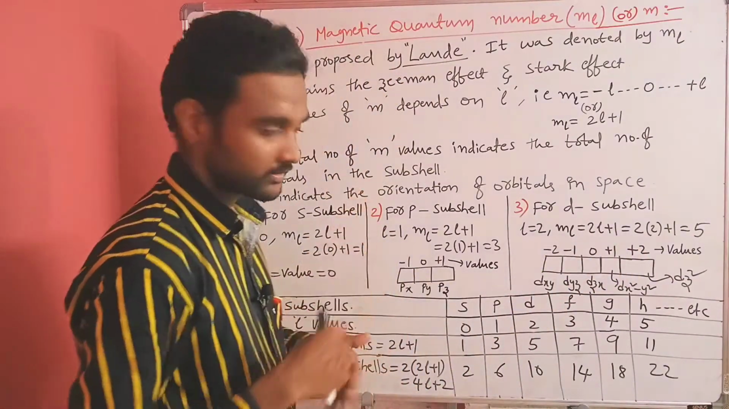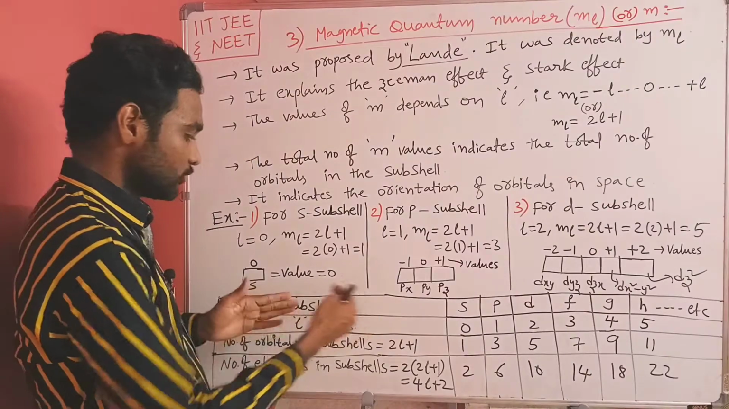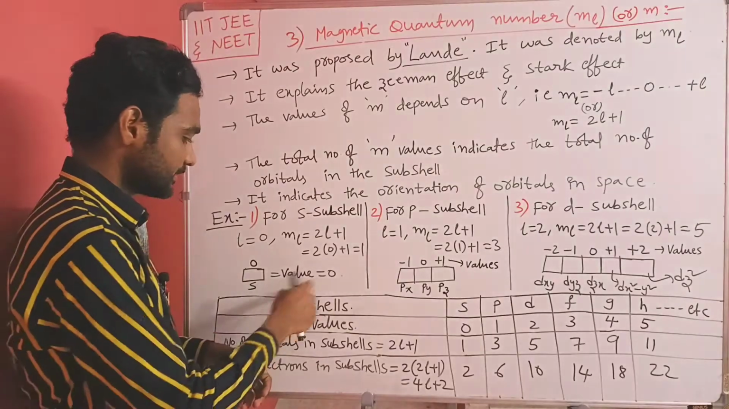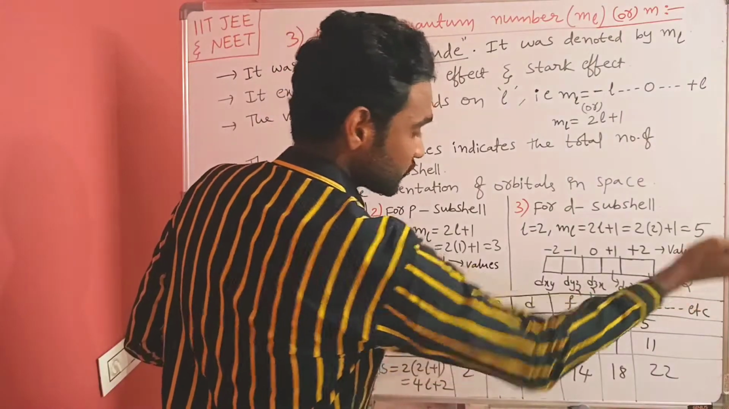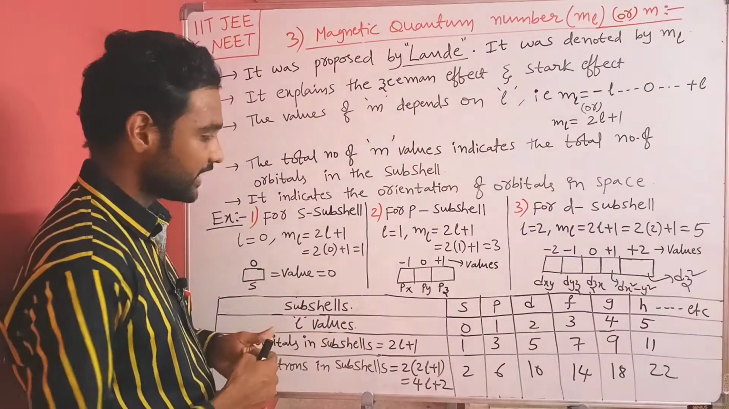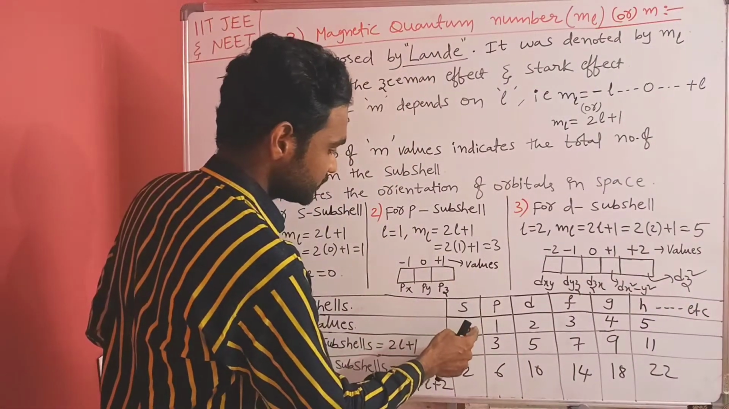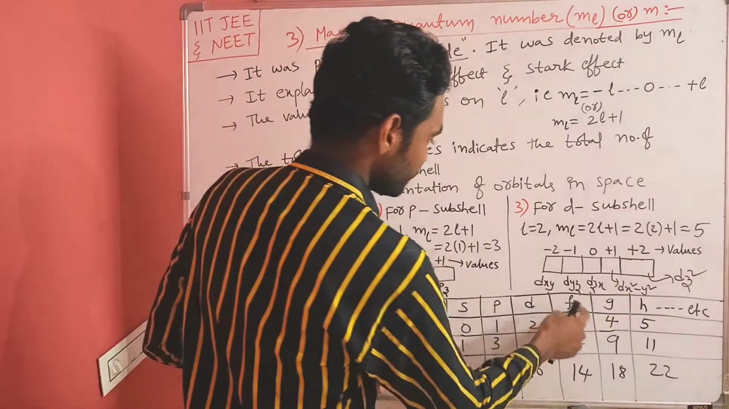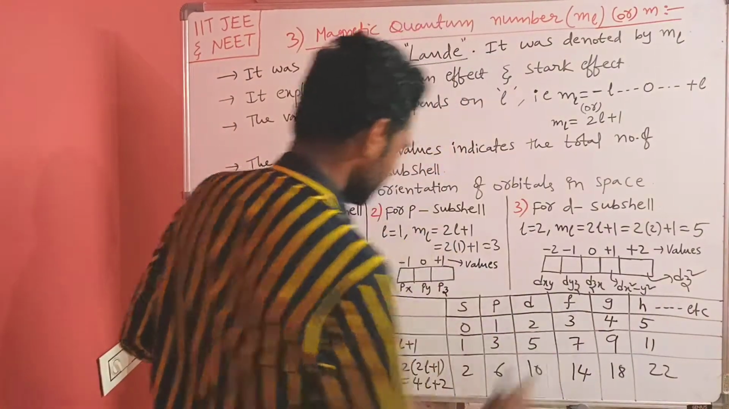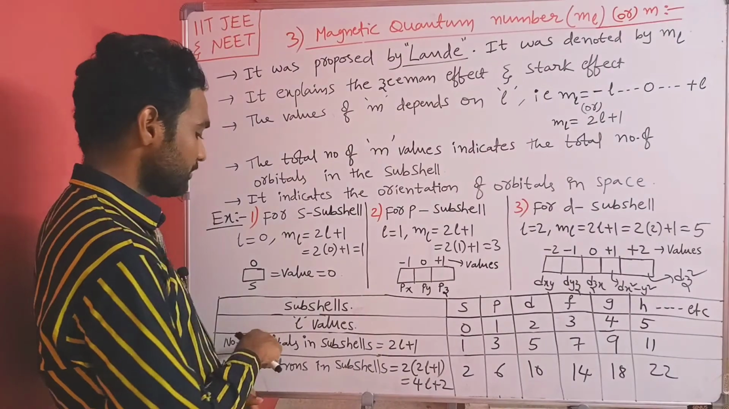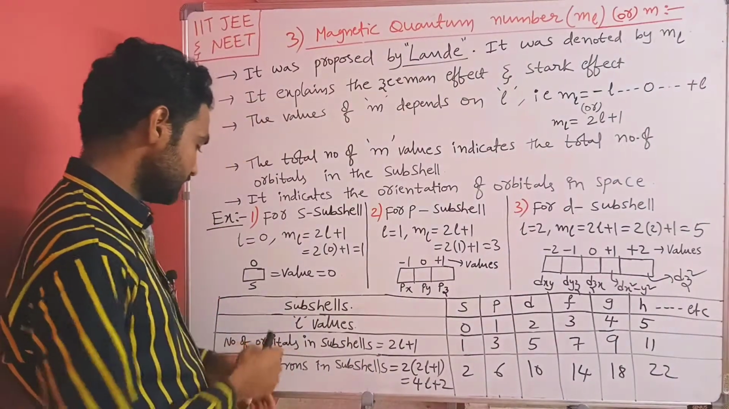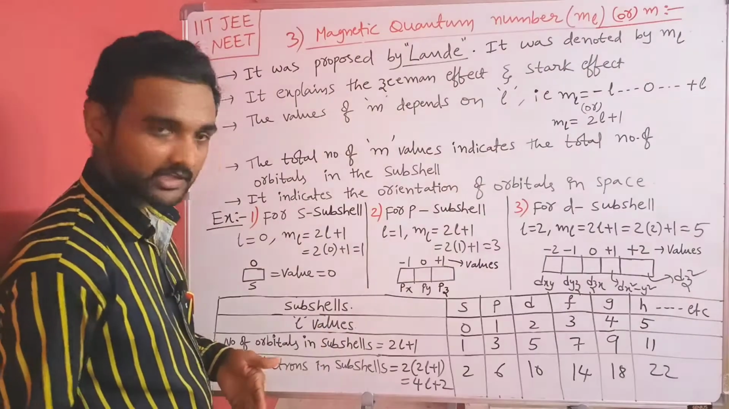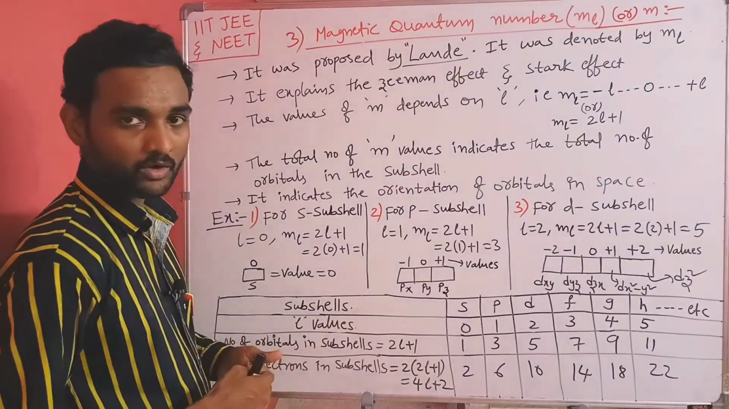This is very important. Next, let me discuss this table, then you will understand clearly. Here subshells. What are the subshells? S, P, D, F, G, H and so on. Now L values. S subshell L value 0, P 1, D 2, F 3, G 4, H 5. Now the number of orbitals in subshells is given by the formula 2L plus 1. In the subshells, how many orbitals are there? We can calculate by using the 2L plus 1 formula.